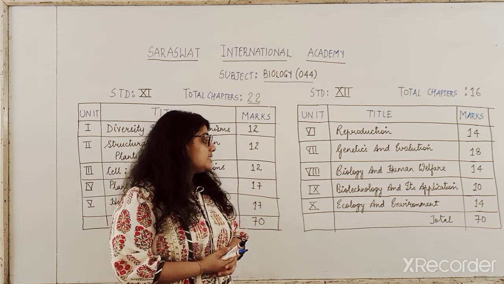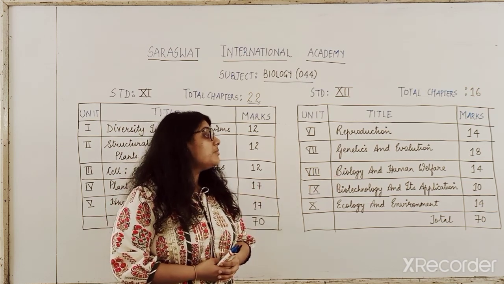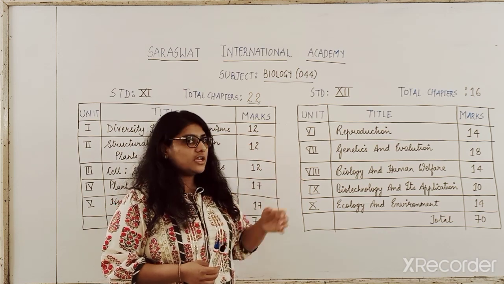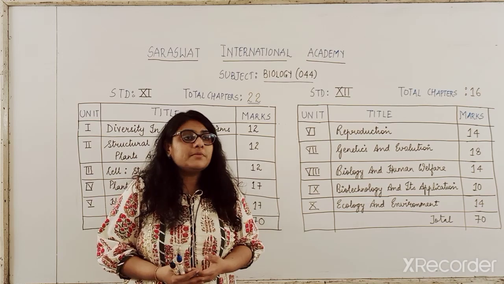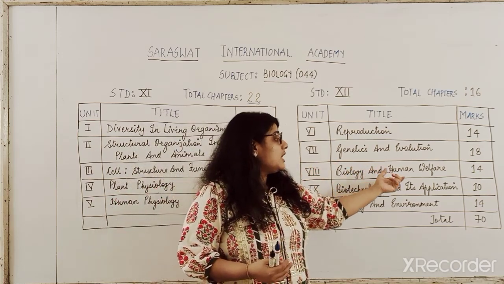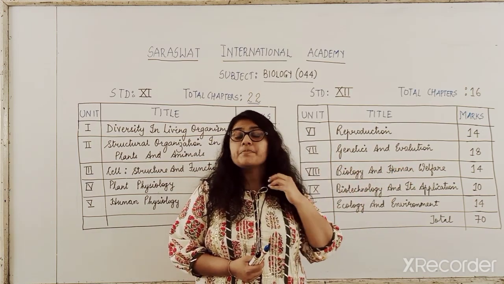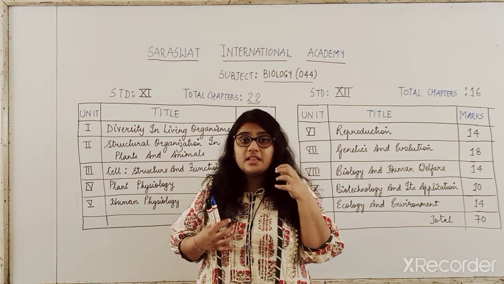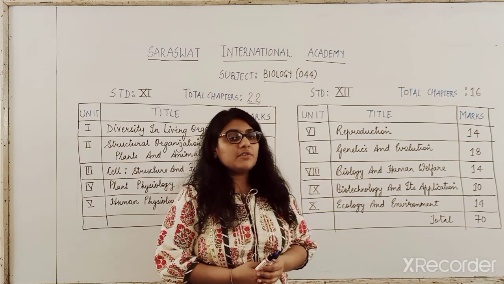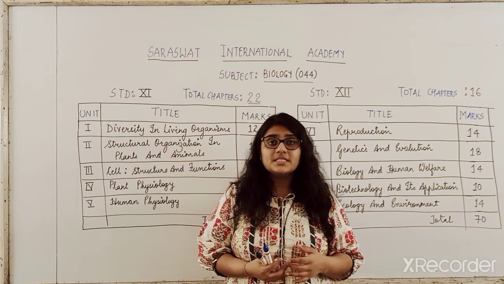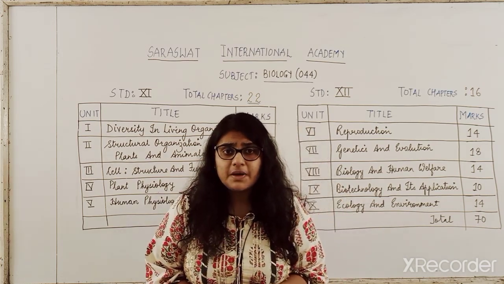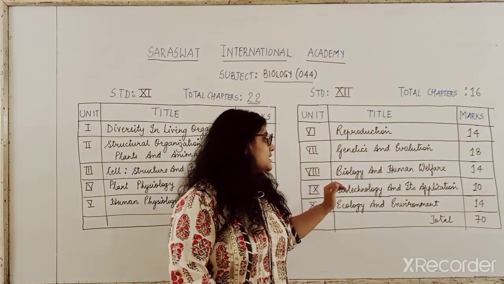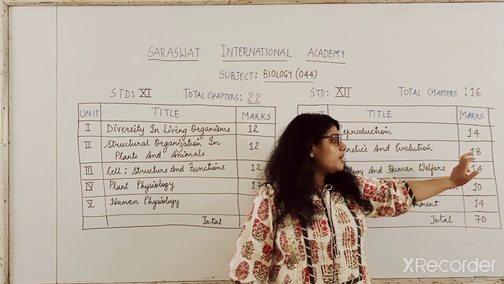Now the next unit is unit number 8, that is biology and human welfare. Basically in this unit, we will study how living organisms are useful to human beings and how they are utilized for our welfare. Apart from that, we will also be studying some common diseases occurring in human beings, as well as the immunity part, and how living organisms are useful to mankind. The total marks for this unit is 14 marks.